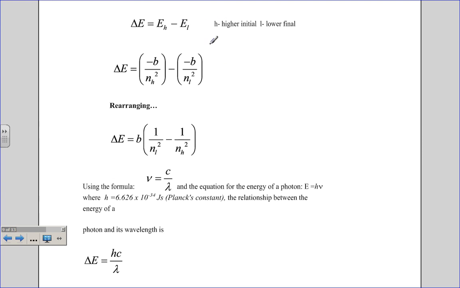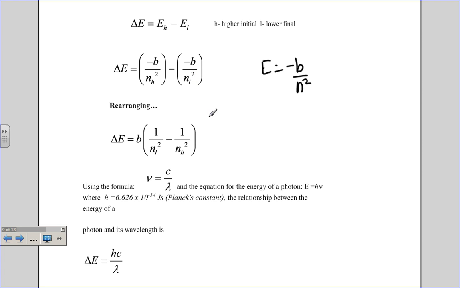Now what I'm doing from this step to this step is I'm subbing in that previously looked at formula. We know that Bohr found that the energy of an electron in a certain orbit is equal to negative B over n squared. So the energy of an electron in the higher orbit is equal to negative B over n in the higher orbit squared. And then I'm going to subtract negative B over n, the quantum number of the lower energy level, squared.